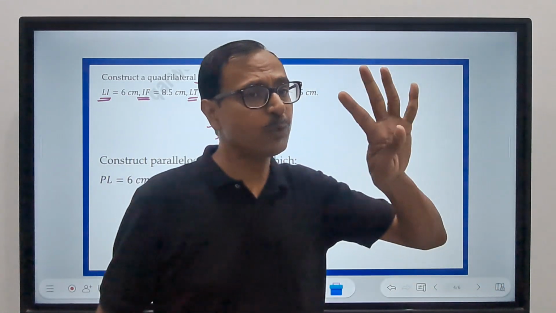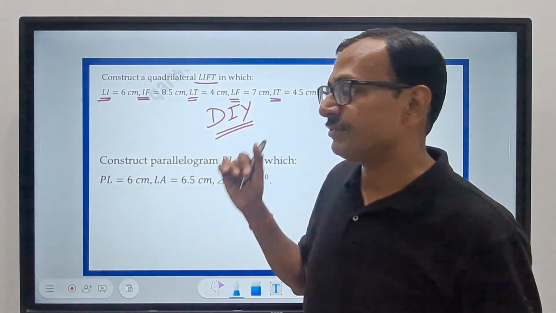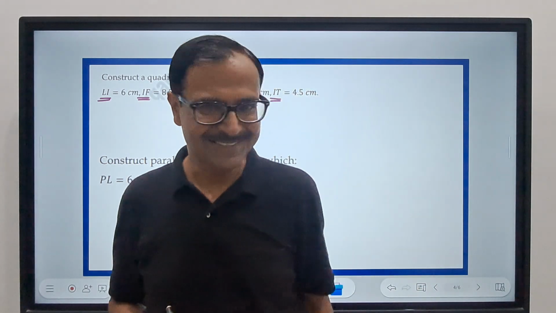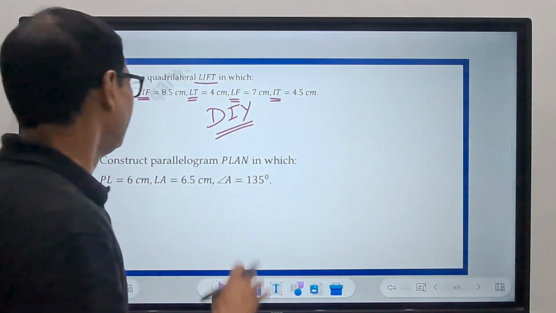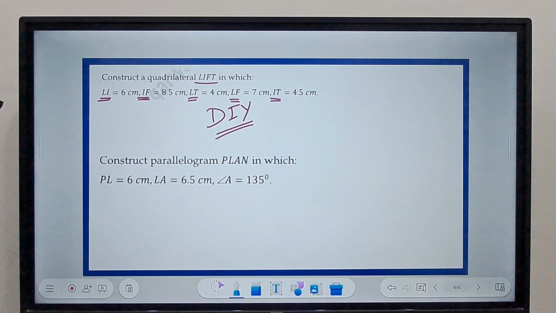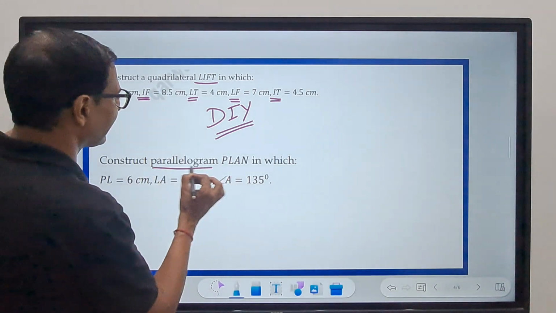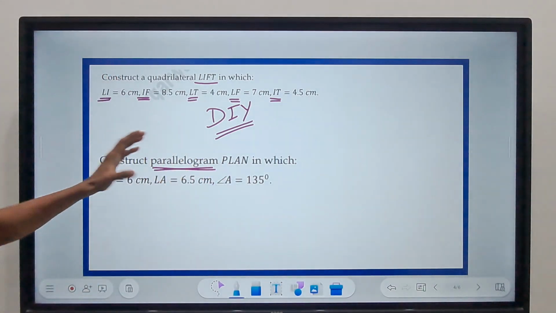There we had 4 sides and 1 diagonal. Here we have 3 sides and 2 diagonals. Go for it. In the meanwhile, let's see this question. Here we have to draw a parallelogram. Now this is the important word, parallelogram.